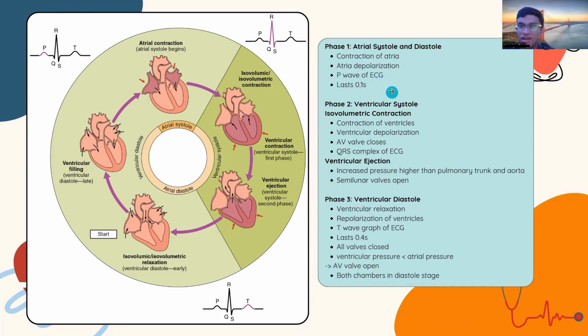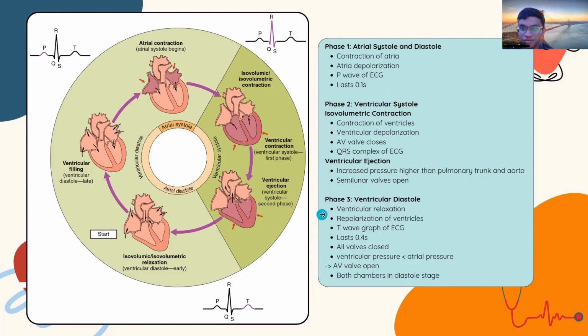Then the second phase is ventricular systole and isovolumetric contraction. In isovolumetric contraction, the ventricle will contract and depolarize. Every valve will be closed and it will be represented by the QRS complex of the ECG. Then we have the ventricular ejection. Increased pressure higher than the pulmonary trunk and aorta will cause the blood to be ejected to the pulmonary trunk and aorta. In this phase, the semilunar valve will be open.